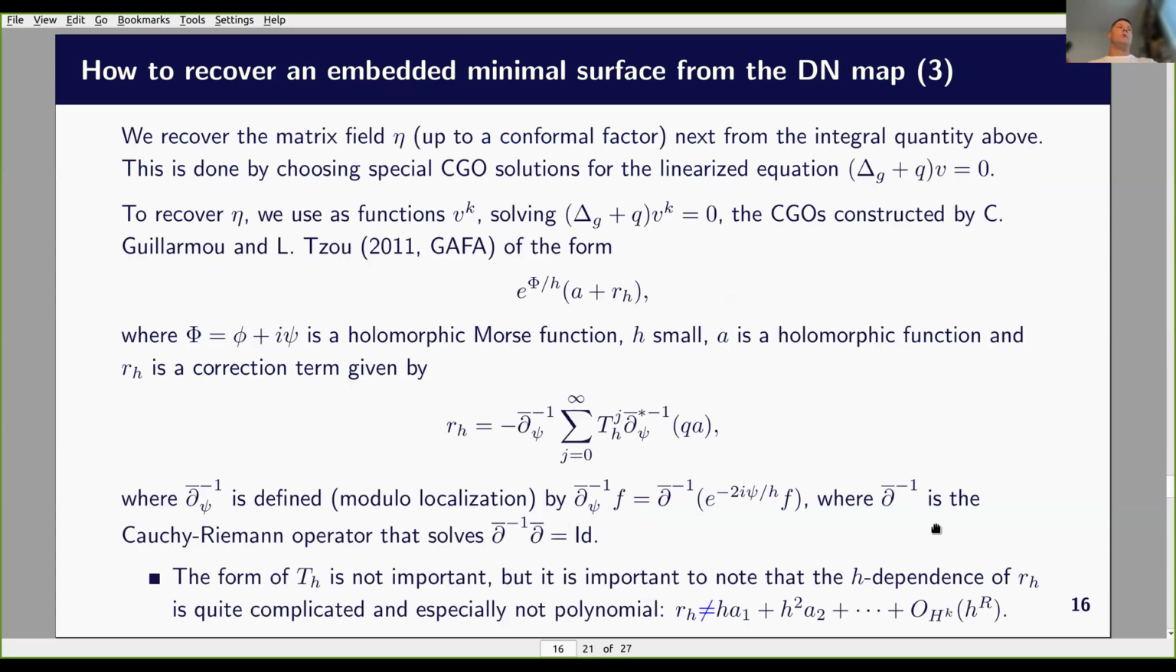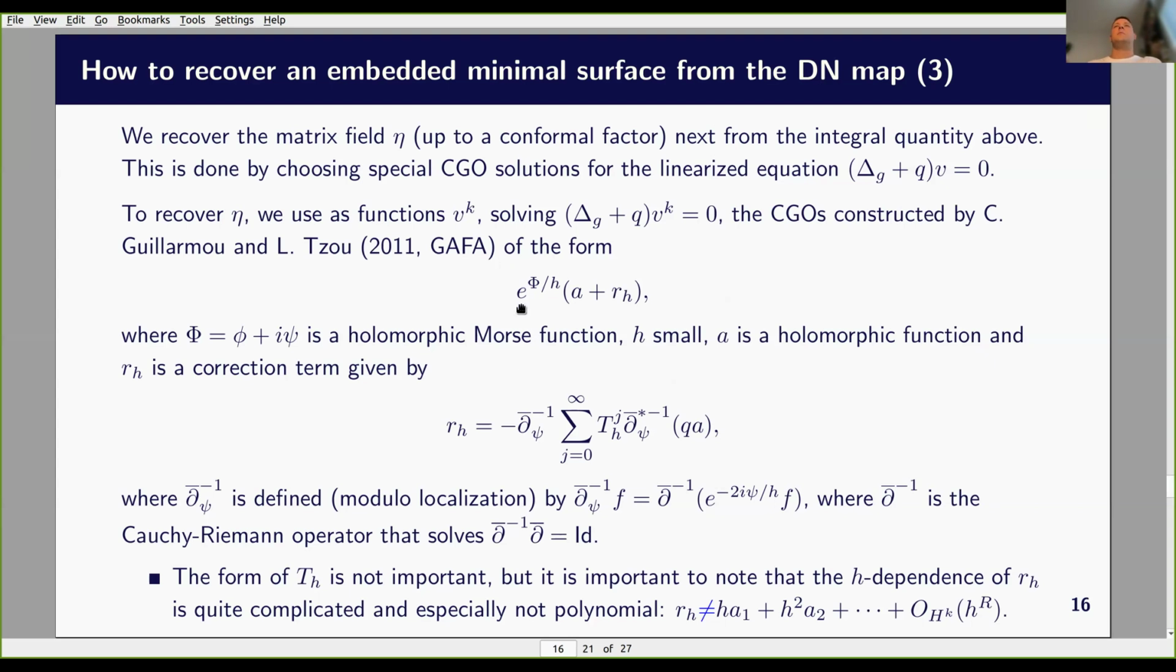Okay, so what do we do? How do we find the eta? As many of you know, there are useful solutions for the Schrödinger equation, and these are called complex geometric optics solutions. So I will choose as these solutions V1, V2, and V3 these CGO solutions, and they solve this linear Schrödinger equation. I use the form of the CGOs which were introduced in a paper by Calderón, Guillermo, and Leo Joe in 2011.